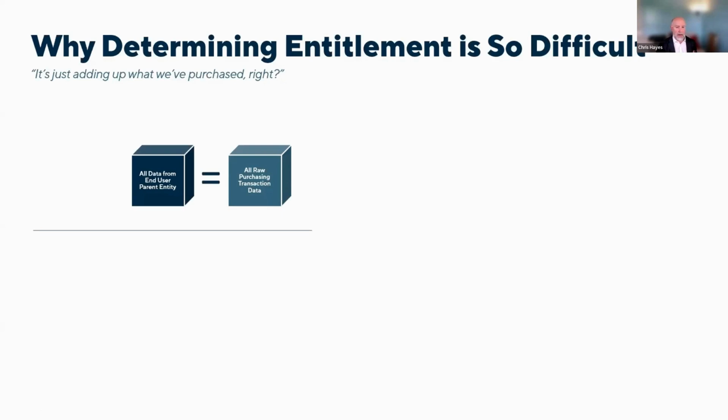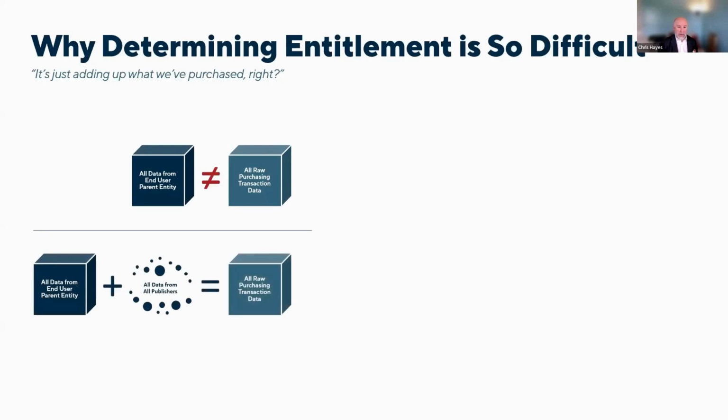Why can't we just say, we have some data, we're just going to add it up, and that's the sum total of all of the entitlement data, right? Well, it's not that raw data. All of the data from your entitlement and sourcing and procurement systems and processes, right? You can't just say, hey, we have data from the parent entity and then some reports from all the publishers. That's not all of the raw data.